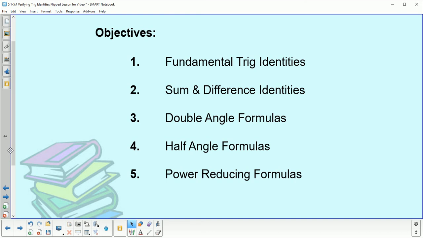Okay, so we will see you next time in class, where we'll come up with a set of hints that's going to help us with our identities. Things like changing into terms of sines and cosines and working with the most complicated side, issues like that.